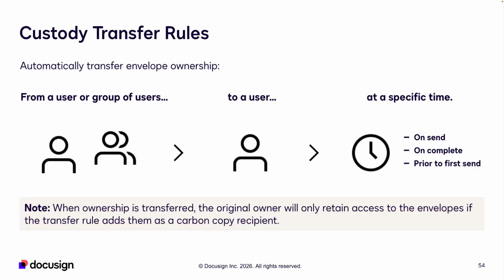For example, maybe you'd like it to appear that your envelopes are coming from a generic user. You could set up a custody transfer rule to transfer envelopes from your individual users to a generic user on your account. The envelopes would be transferred after they are sent from the individual user, but before arriving in the inbox of the recipient. That's the scenario we will explore today.